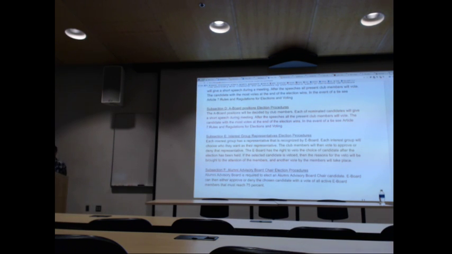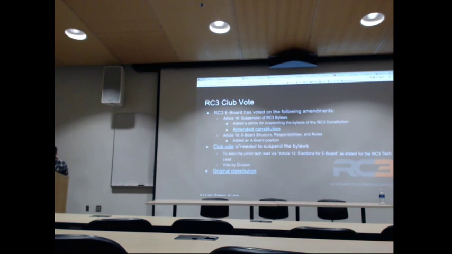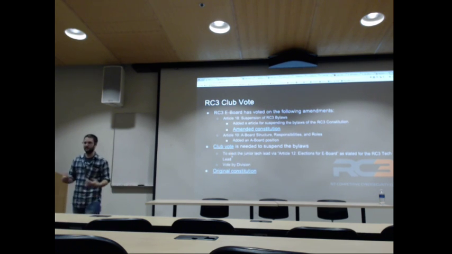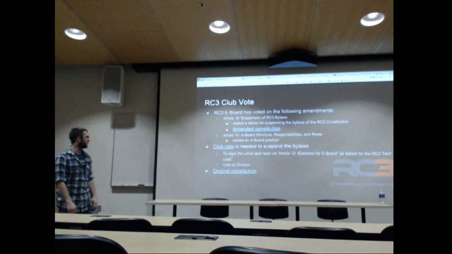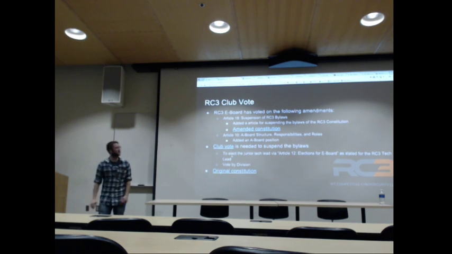So basically what this comes down to is we need to suspend the bylaws so that we can elect the junior tech lead as we would for elections for eBoard for the RC3 tech lead. If you go to this link right here on your laptop, you can click yes or no whether you will veto your vote and pass it on to eBoard. So I need you all to go ahead and do that real quick. We'll take a couple minutes if you all could do that. The presentation's up on the website, so if you all could do that, that'd be great.